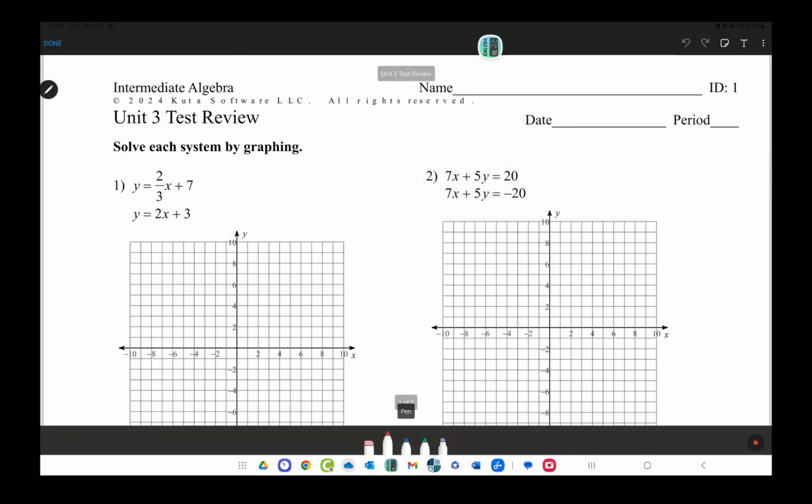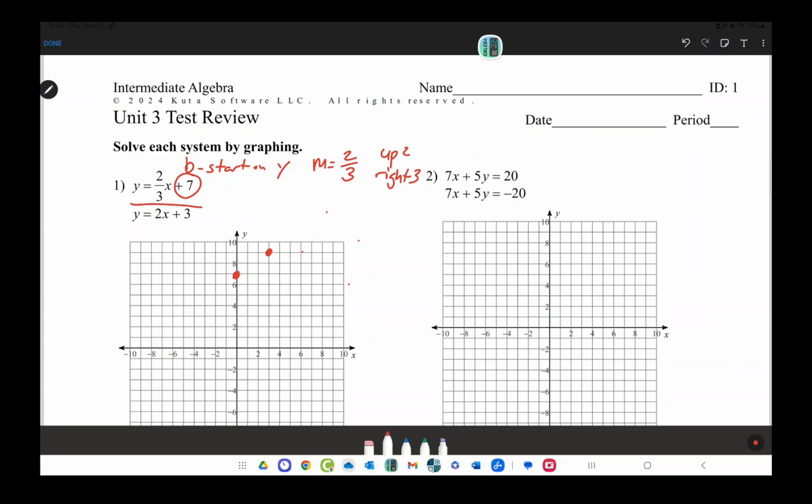Okay. So number one, we're going to graph these two lines and see where they intersect. Because we are graphing the inequalities, it is going to be easier if you use the slope to graph every possible point. For this first equation, this is your B, where you start on y. We're going to start at positive 7. Since my slope is 2/3, I'm going to go up 2, right 3, right here.